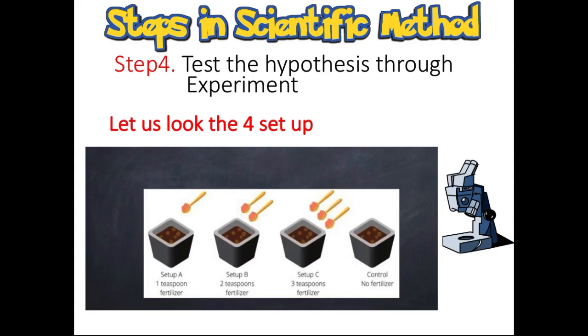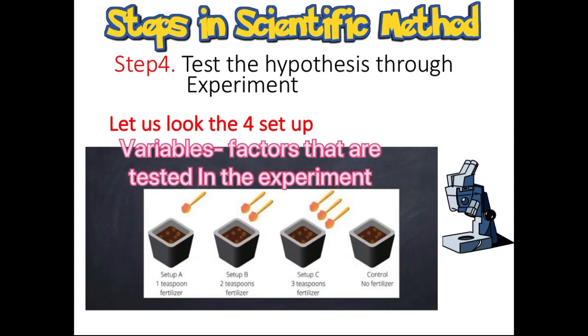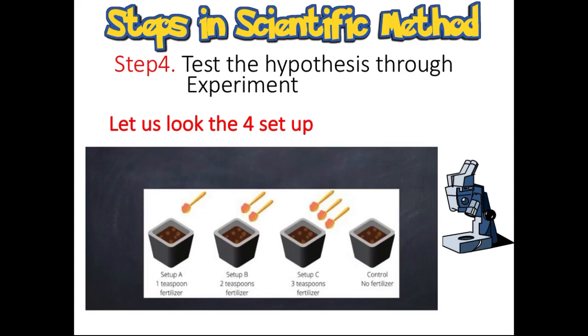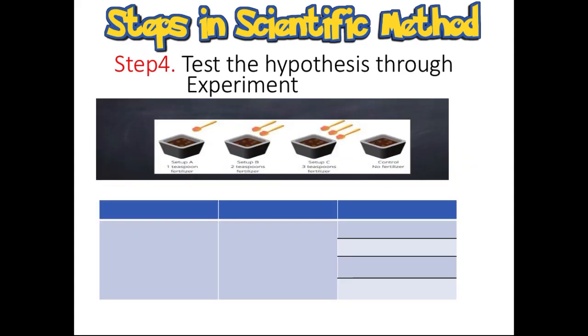An experiment usually consists of at least two variables. Variables are the factors that are tested in the experiments. Ito po ang mga bagay o pangyayari na nakakaapekto sa resulta ng iyong ginagawa o yung iyong experiment. There are three types of variable you need to identify in the experiment: the independent variable, the dependent variable, and the controlled variable.